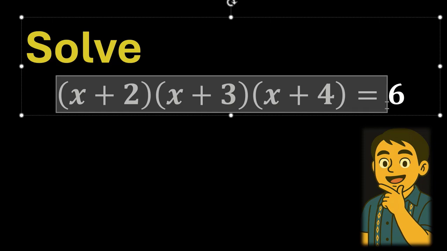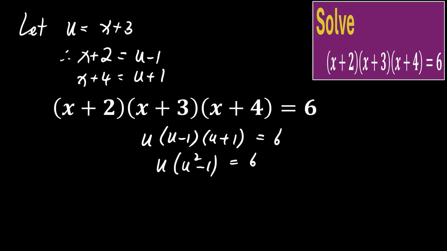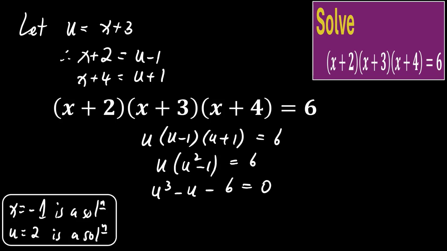So the original equation becomes (u - 1)u(u + 1) = 6, which means that u³ - u = 6, so u³ - u - 6 equals 0. We know that x equals -1 is a solution, meaning that u equals 2 is a solution. And therefore, u - 2 will be one of the factors.